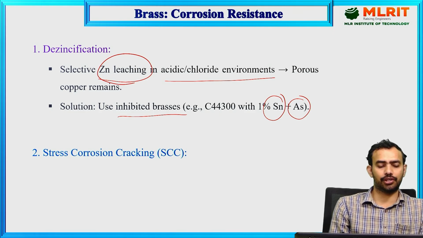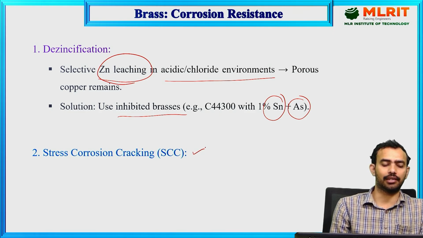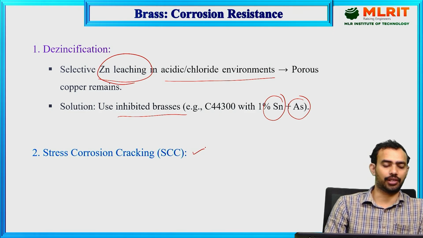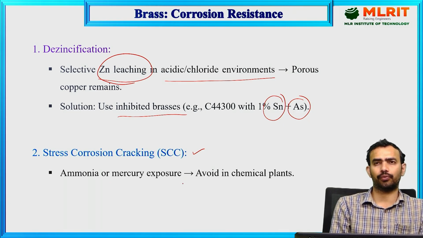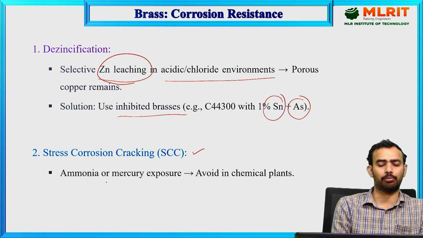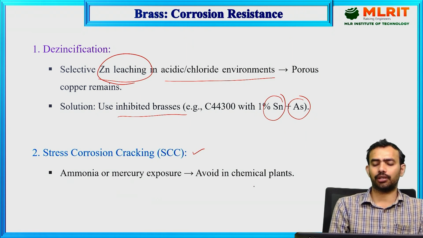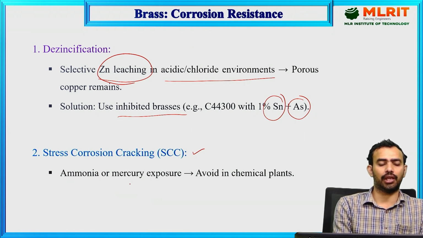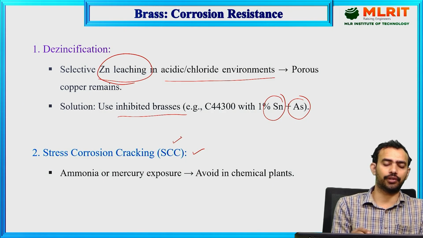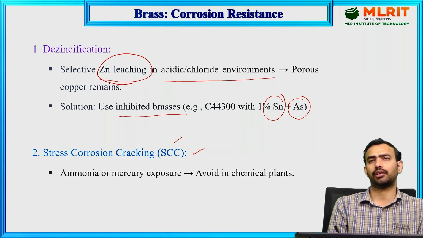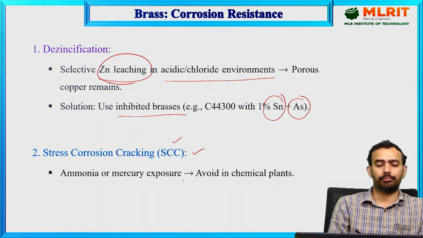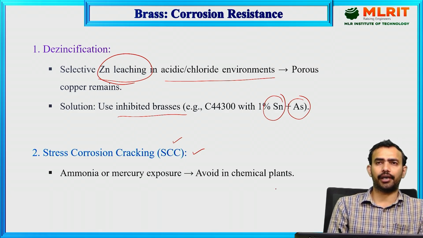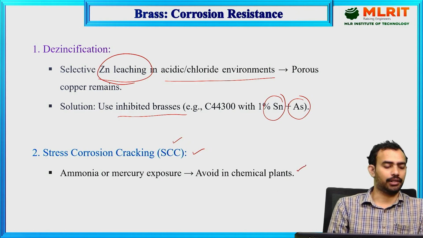Then we have stress corrosion cracking, SCC. Stress corrosion cracking is another challenge. With ammonia or mercury exposure, when these brasses are exposed to ammonia or mercury, there will be cracking. You can observe it due to stress corrosion cracking, because of which we have to avoid these brasses in chemical plants particularly.